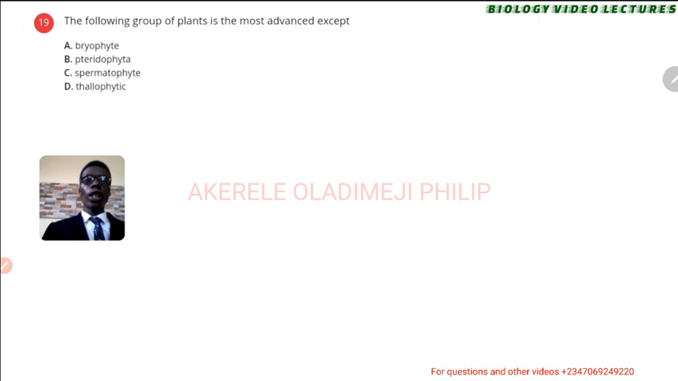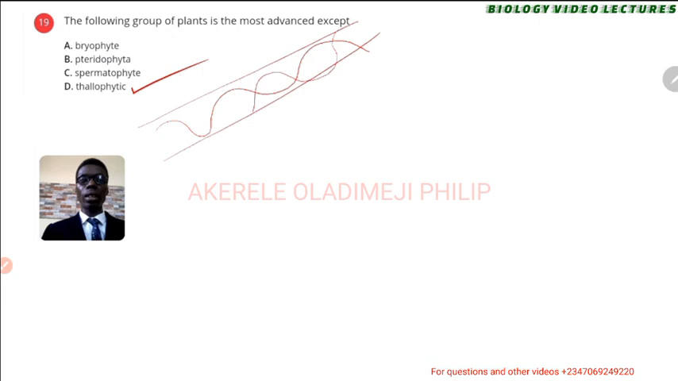The following group of plants is the most advanced, except. Okay, the least advanced here, because it says except, that means others are advanced, it means which one is least advanced. The answer is D, thallophytes or thallophytic plants, which are the likes of your filamentous algae called spirogyra. So this is a thallophyte, so to say. That's why it is the answer. It's a very primitive plant.